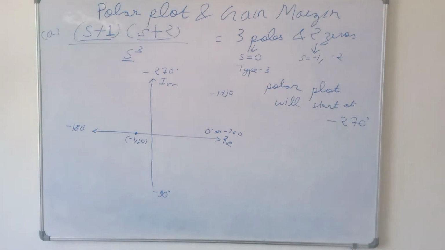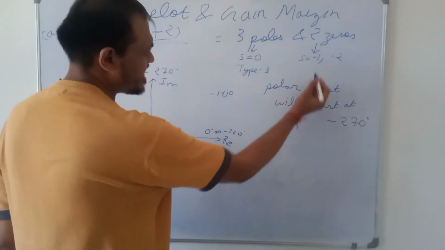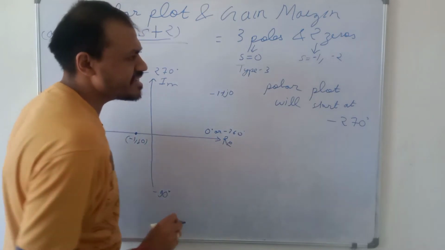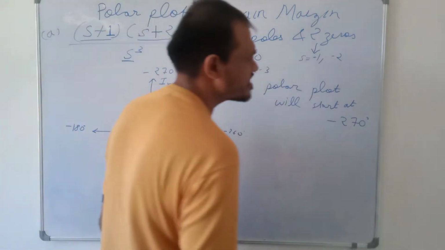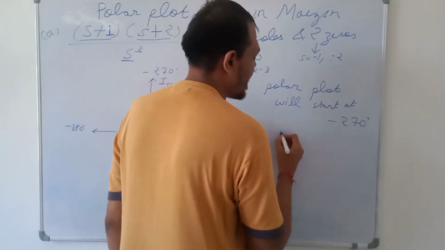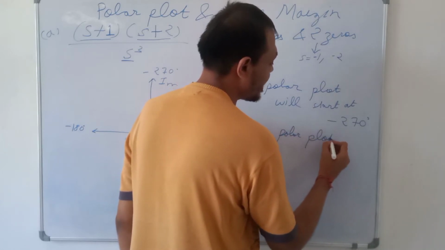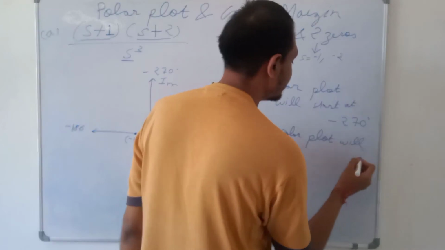So depending on the location of poles at s equal to 0, we can determine the start of the polar plot. So the polar plot will start at minus 270 and each zero will contribute plus 90 degree. Each pole contributed minus 90, each zero will contribute plus 90. So the polar plot will end at minus 90.